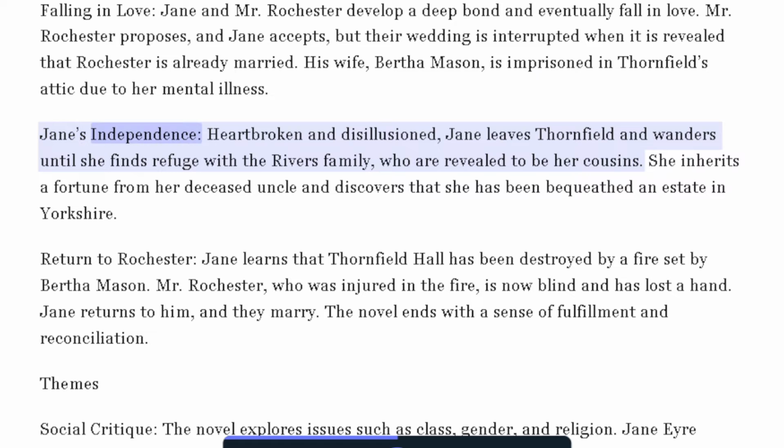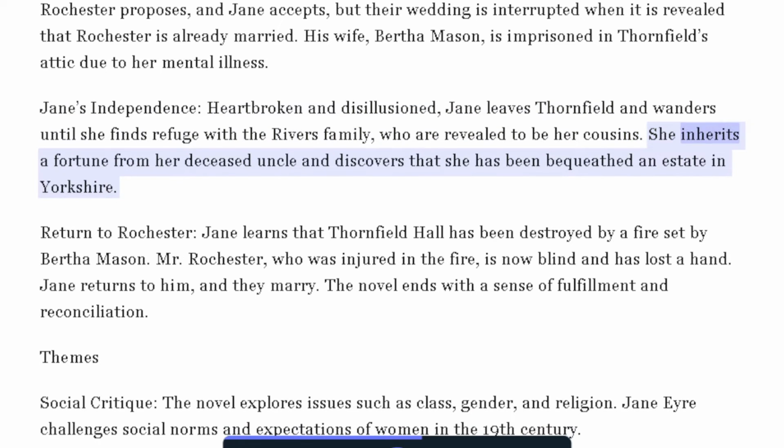Jane's independence. Heartbroken and disillusioned, Jane leaves Thornfield and wanders until she finds refuge with the Rivers family, who are revealed to be her cousins. She inherits a fortune from her deceased uncle, and discovers that she has been bequeathed an estate in Yorkshire.